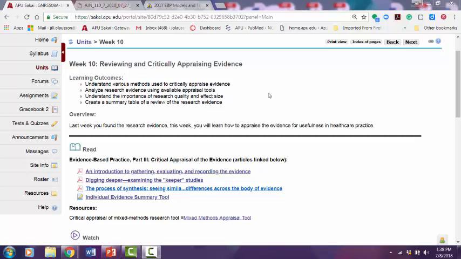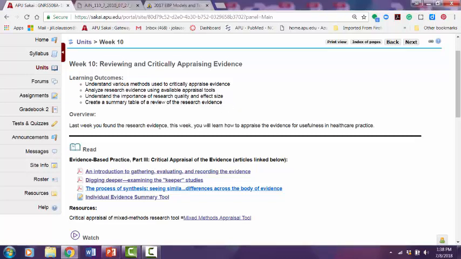So here we are in Sakai, and we have week 10. The learning outcomes are to understand how to critically appraise the evidence, look at appraisal tools, understand the importance of quality research and effect size, and create a summary table, a review of the research evidence.